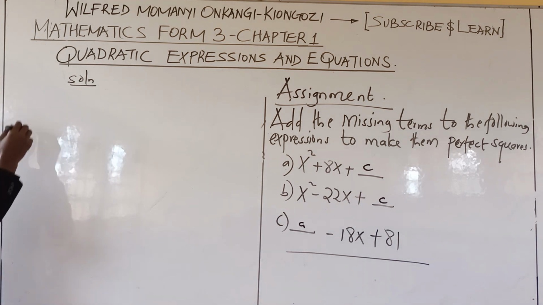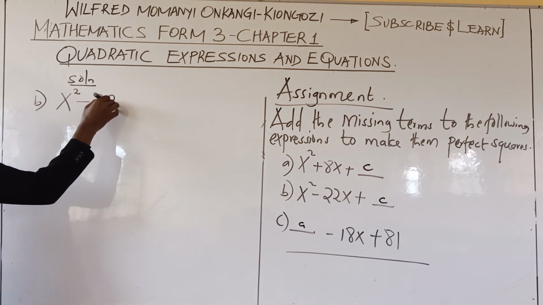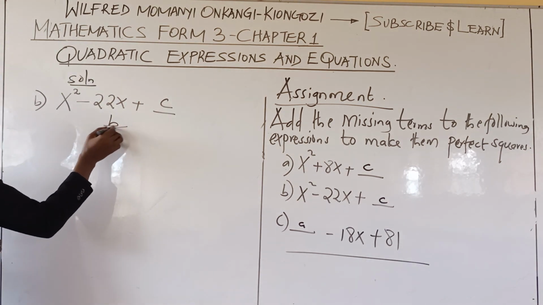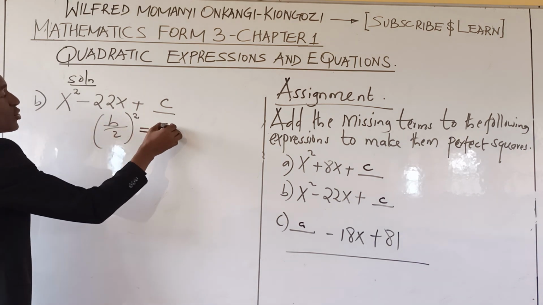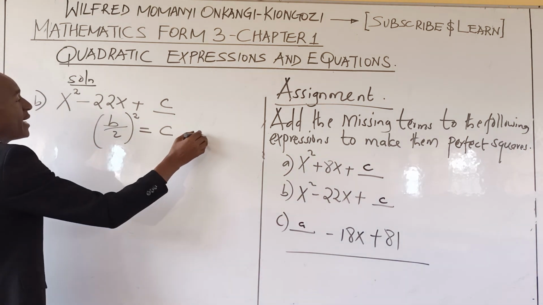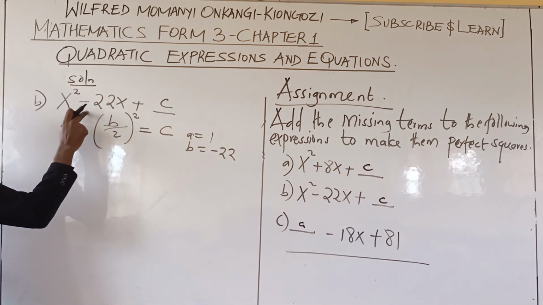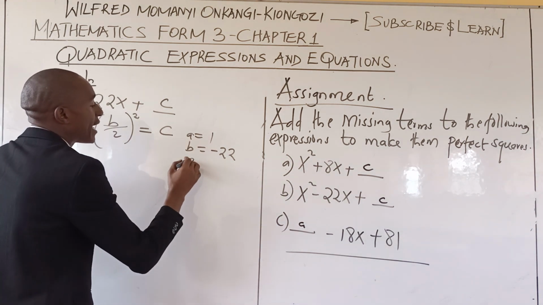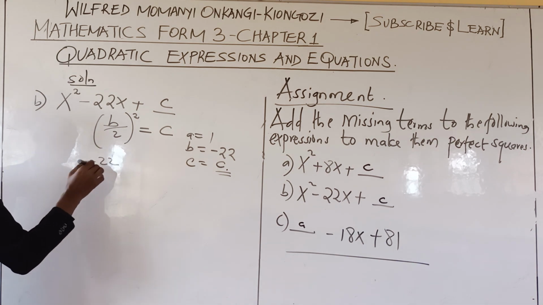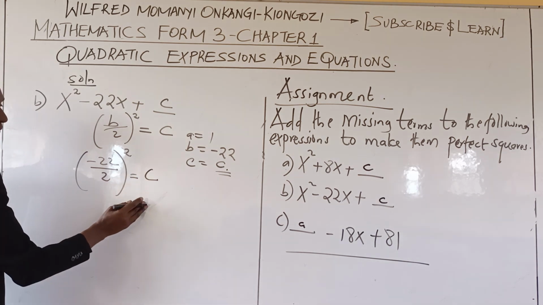For B, we are also missing c, and the expression is x squared minus 22x plus that value missing. We call it c. For perfect squares, (b over 2) squared is equal to c, because again, the coefficient of x squared is 1. Our a is 1, our b is negative 22. Remember to carry along its sign, negative 22, and our c is what we are looking for. (b over 2) squared is equal to c.